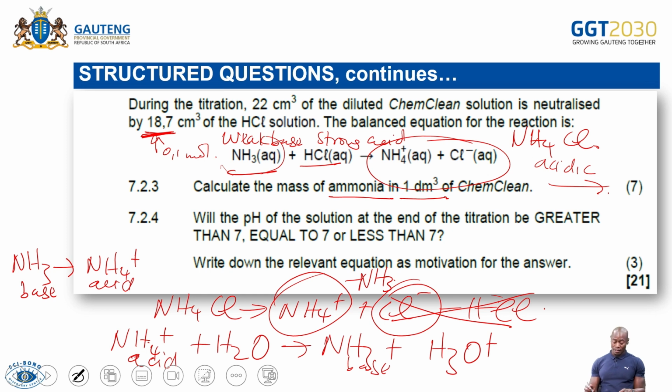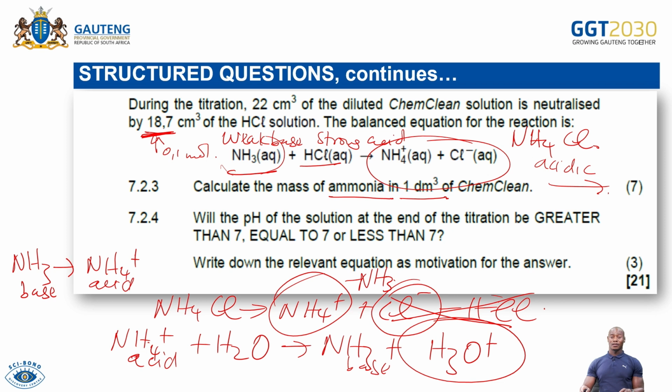Okay, so hence here this has lost a proton, or has donated a proton, to H2O, right? So you can see one of the products there is hydronium ions, right? So it means that if there is a high concentration of hydronium ions, the pH of this solution should be less than 7. And if the pH is less than 7, it means that the solution here will be acidic. So what is the question? Will the pH of the solution at the end of the titration be greater than 7, equal to 7, or less than 7? So it should be less than 7. And then write down the relevant equation as motivation for the answer, right?